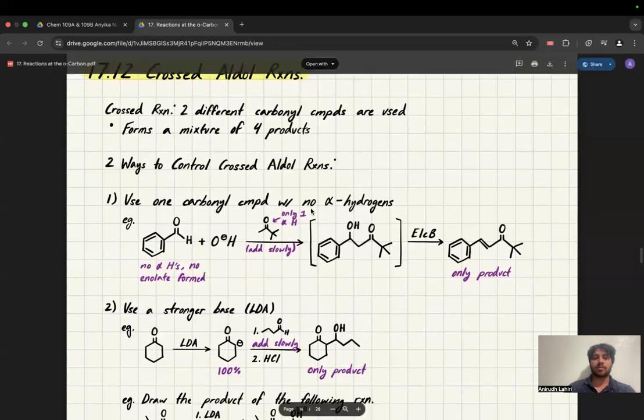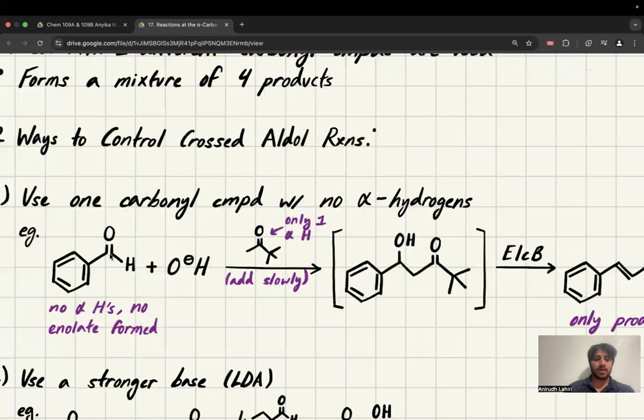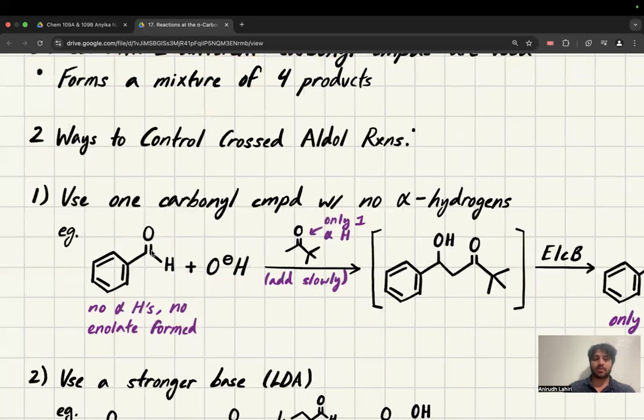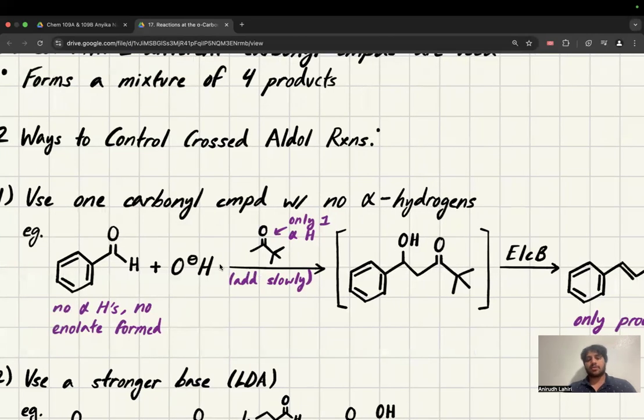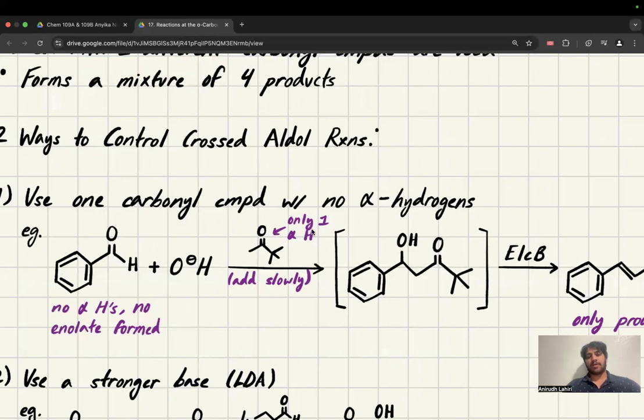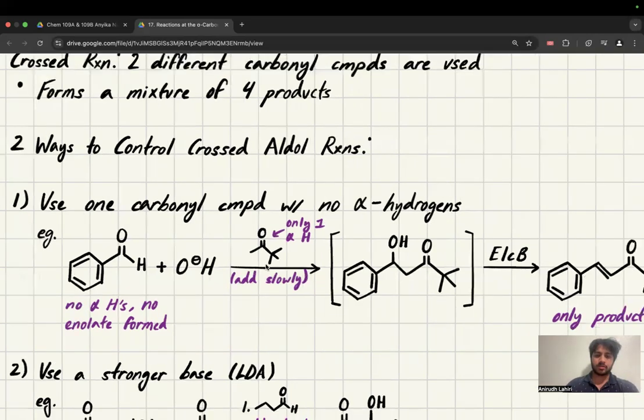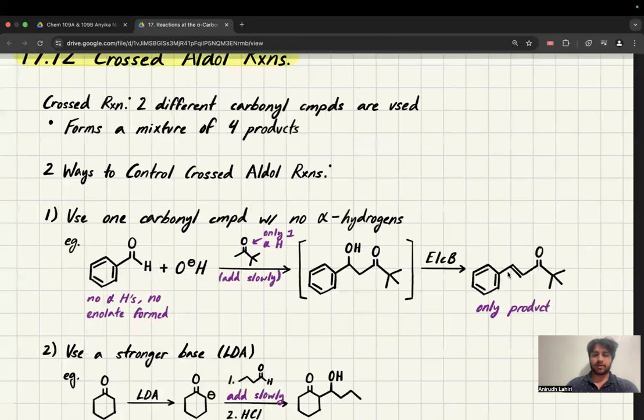The first way is to use a carbonyl compound with no alpha hydrogens. This compound has no alpha hydrogens. This is not an alpha hydrogen. Again, this is attached ipso. This is attached directly to the carbonyl O. So when we do this, we have one alpha hydrogen here. This is the thing that has alpha hydrogens. We're adding this slowly to make sure that this reagent is in excess. Okay, so that's what add slowly means. So we'll get this as our final product.